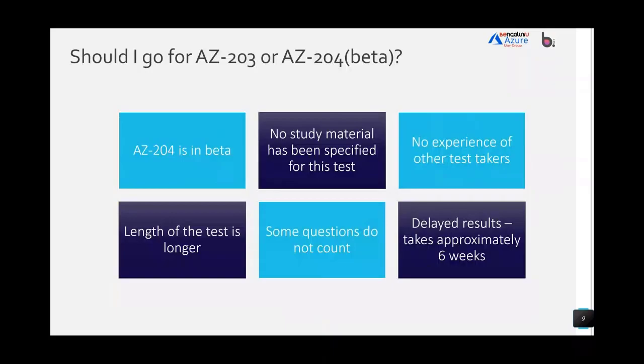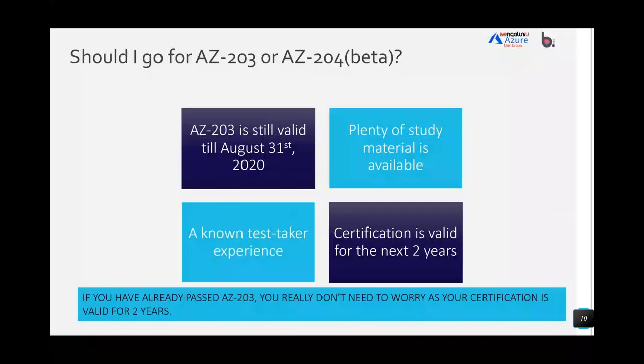So that is one key point to keep in mind if you are trying to appear for 204 beta. But if you go for Azure 203, you can see it is still valid. We have plenty of study material available, and also lots of developers who can share their experience, like what the question methodology in the examinations is, what you should focus on, which topics have heavy weightages, and all those things. And a very important thing is, if you appear for this Azure 203, your certification is valid for the next 2 years.